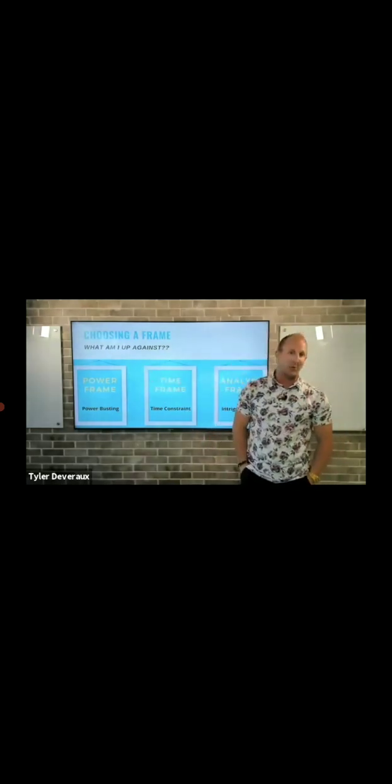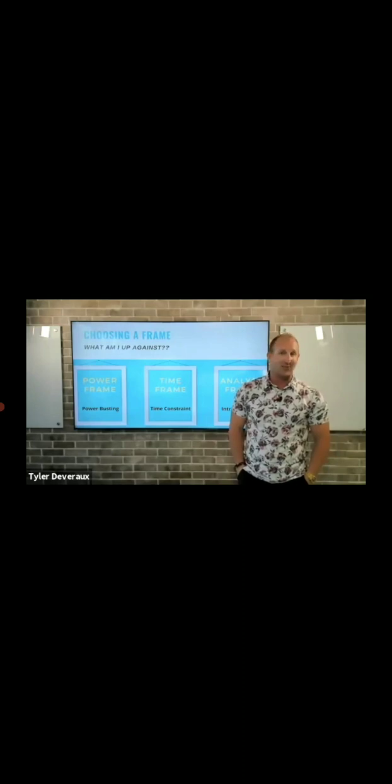The different types of frames. The power frame is just a hard-ass personality. They're a hard-ass, and what we're going to do is use a power-busting frame. I'm going to get into more detail on all these, I promise you. The time frame: the deck is stacked against us at some point, and I'll give you examples. But the strategy here is called the time constraint. That's how we break that frame.